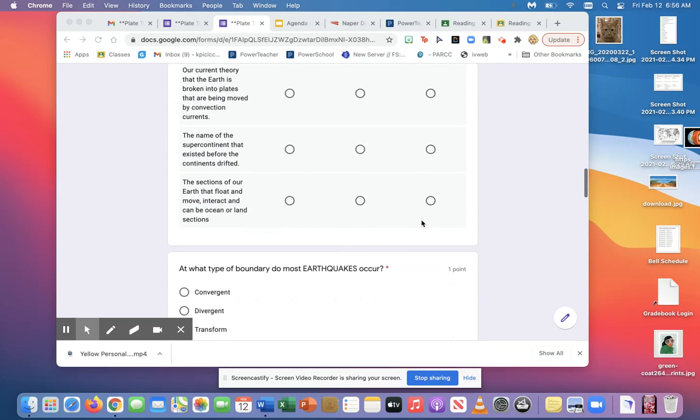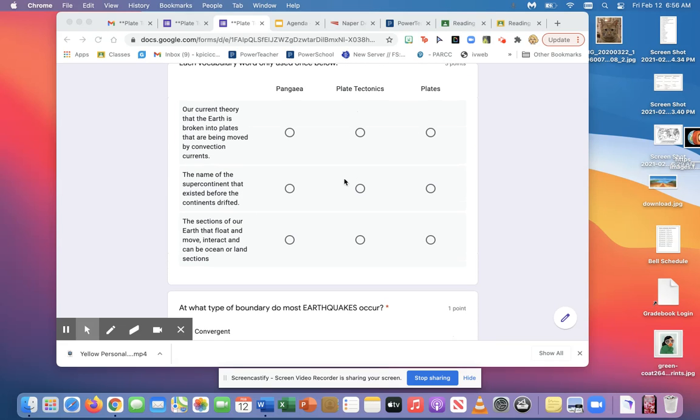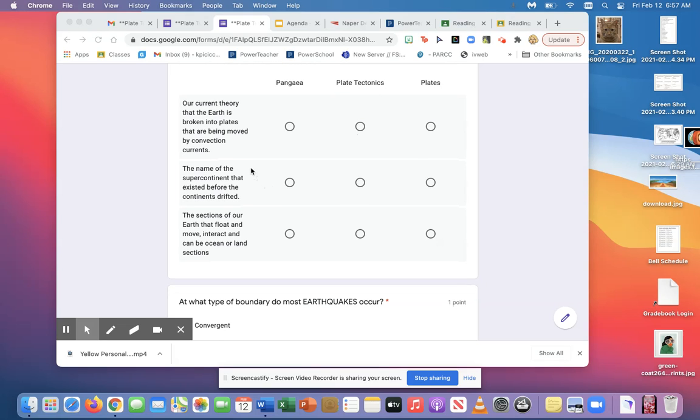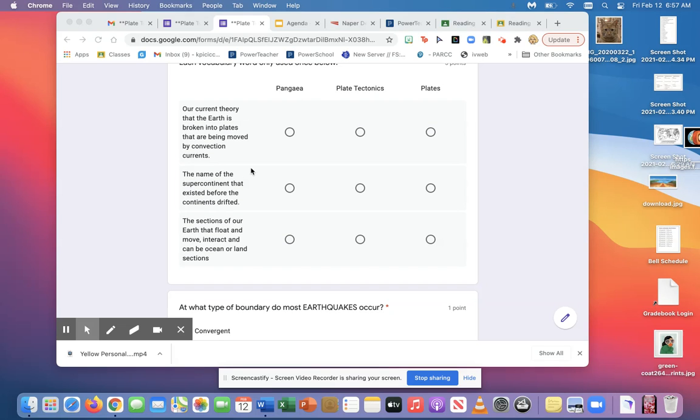Okay, and now our last set of three words. Here we go. Our current theory that the earth is broken into plates or sections that are being moved by convection currents. So what's the most current thing that we've learned about? Is it Pangea, plate tectonics, or plates? So look at how it says our current theory. So it's a theory. It's an overall big idea.